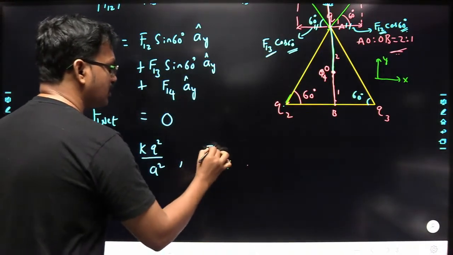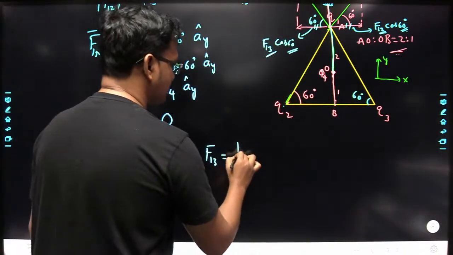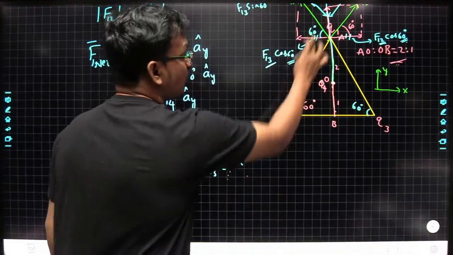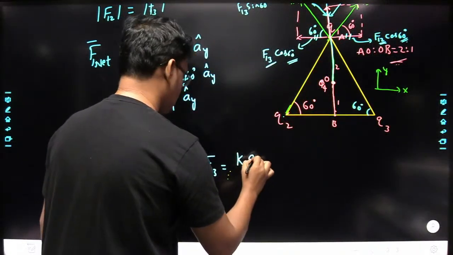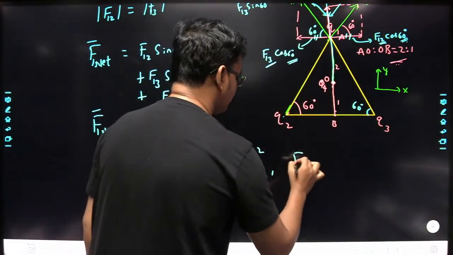Next, if you want the magnitude of F13, what is it? That is also nothing but the force on 1 due to 3. So that is K into Q square by A square. Next, what is the magnitude of F14?